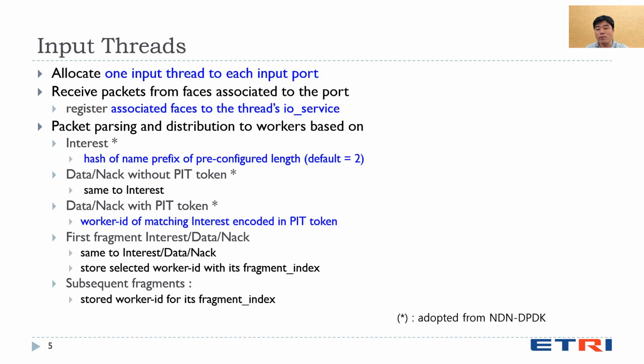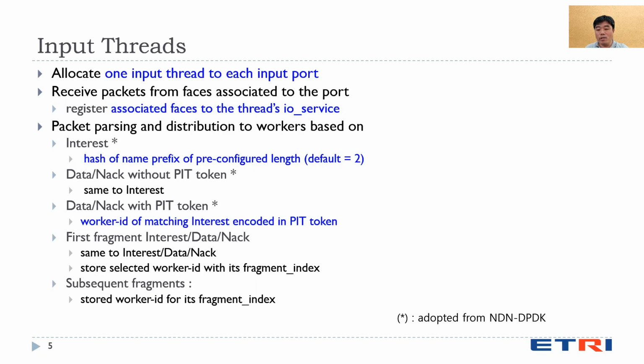Another piece of information used for packet distribution is the PIT token in the NDNLP header. The forwarding worker encodes the worker ID into the PIT token of the transmitted interest. If the peer forwarder supports the PIT token, and the returned data or NACK has the token of the matching interest, then it can be sent to the forwarding worker of the matching interest without looking at the name prefix. These schemes are adapted from NDN-DPDK, which is another multi-thread NDN forwarder.